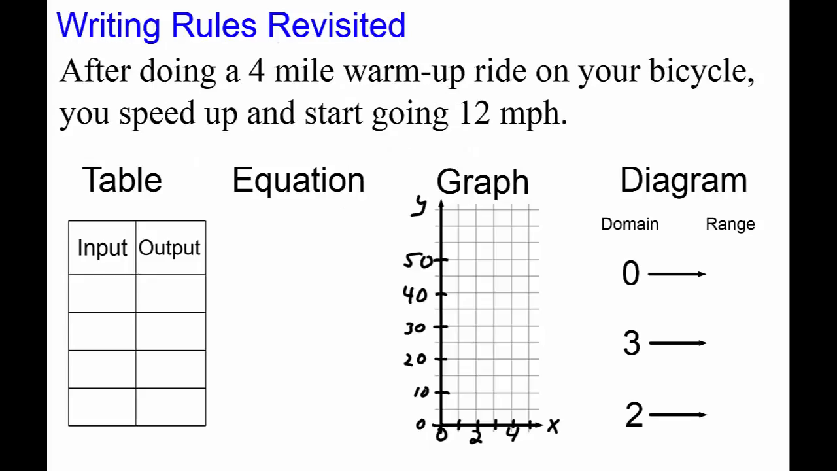We can write rules in different ways. For example, we can write a rule for the distance biked after doing a 4-mile warm-up and then speeding up to 12 miles per hour. We can make a table.